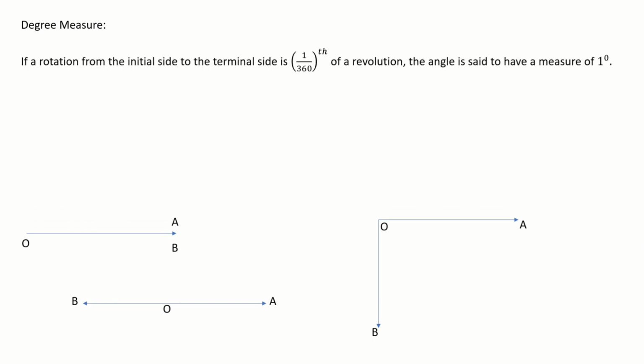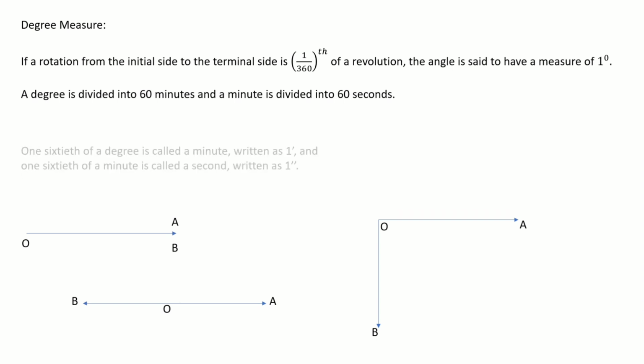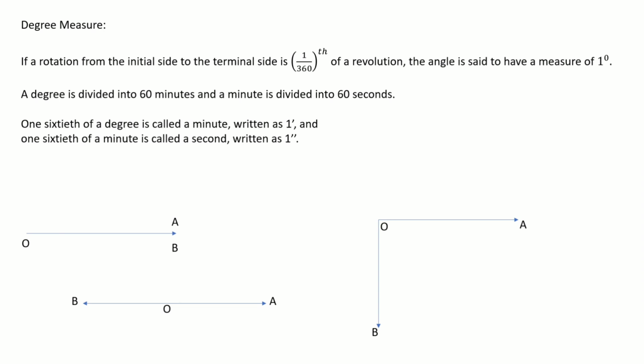Degree measure. If a rotation from the initial side to the terminal side is 1/360th part of a revolution, the angle is said to have a measure of 1 degree. A degree is further divided into 60 minutes and a minute is divided into 60 seconds. Thus, 1/60th of a degree is called a minute and 1/60th of a minute is called a second. Hence, 1 degree is equal to 60 minutes and 1 minute is equal to 60 seconds. Since 1 degree is 1/360th part of a revolution, 1 complete revolution is equal to 360 degrees, half the revolution is equal to 180 degrees, and 3/4 of a revolution is 270 degrees.